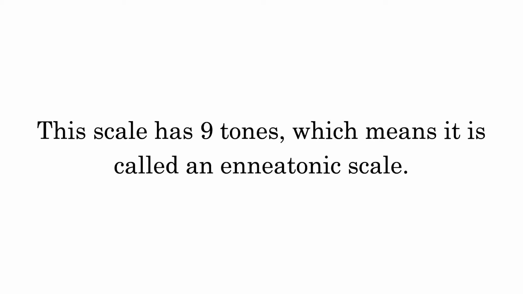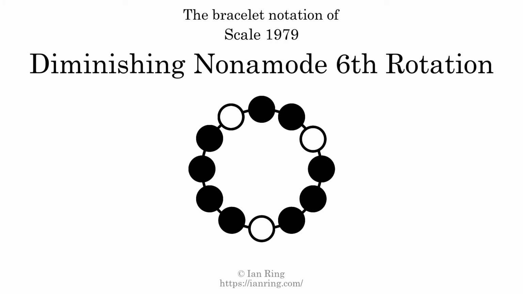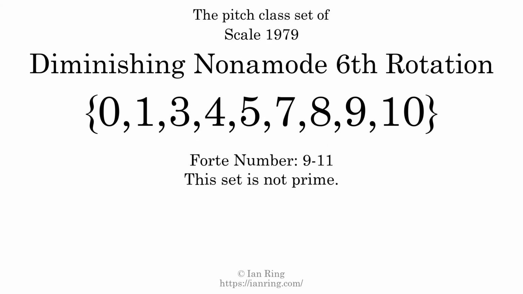This scale has 9 tones, which means it is called an enneatonic scale. This is a bracelet notation diagram of scale 1979. The shaded circles represent tones that appear in the scale, and they are read clockwise, starting at the top. The pitch class set for this scale is 0, 1, 3, 4, 5, 7, 8, 9, 10. The forte class is 9, 11. This set is not prime.